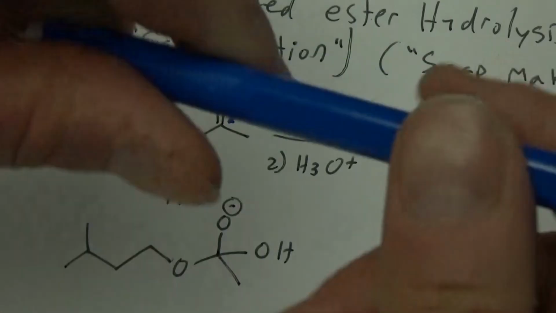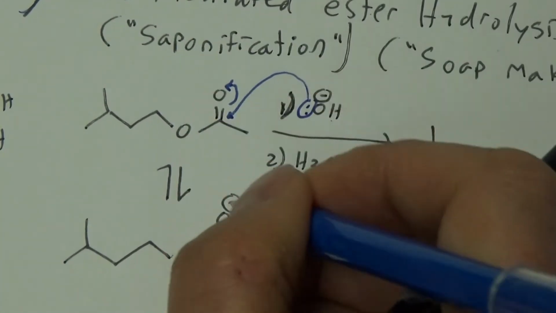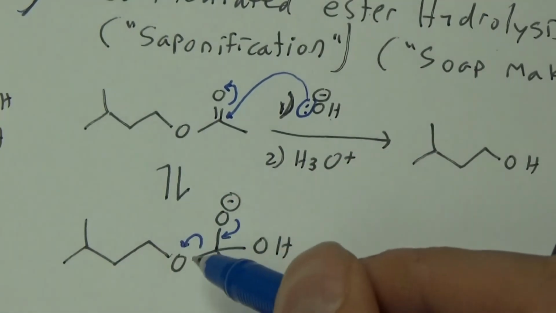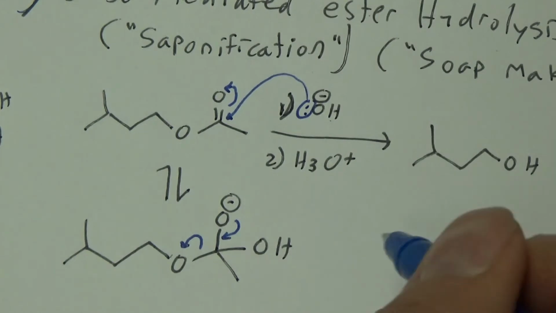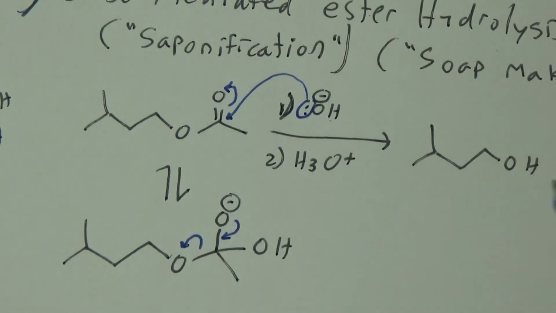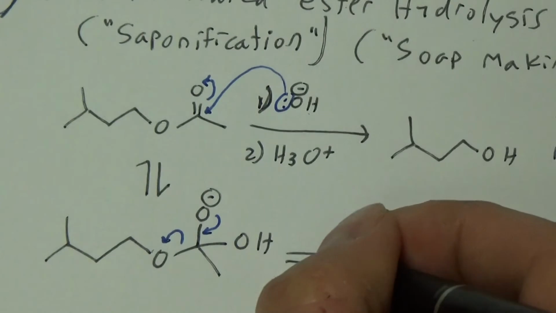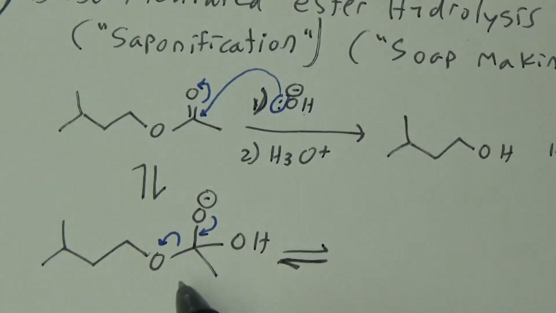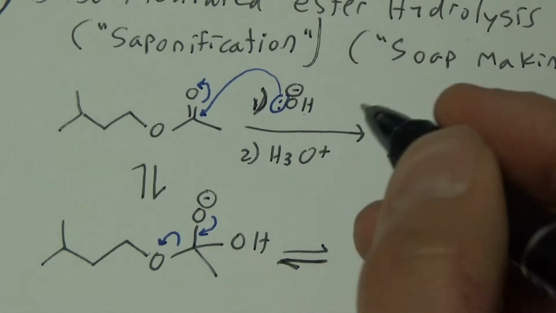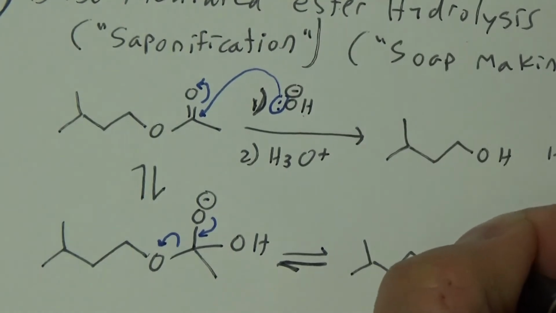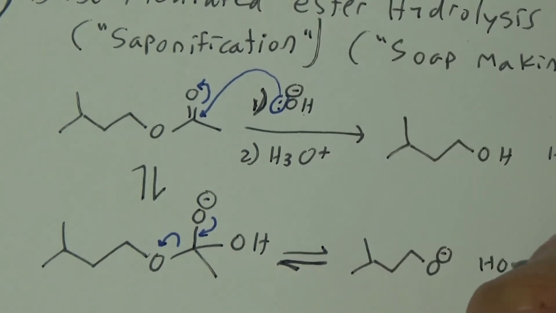And now, this swings down and kicks off this. It's actually kind of a bad leaving group, but what drives this is the next reaction. So O minus swings down, kicks off the oxygen, and that's the equilibrium. We'll say it's a kind of disfavorable equilibrium because that's a bad leaving group. But it still works, and we'll see why. Because now you have O minus and a carboxylic acid, right?